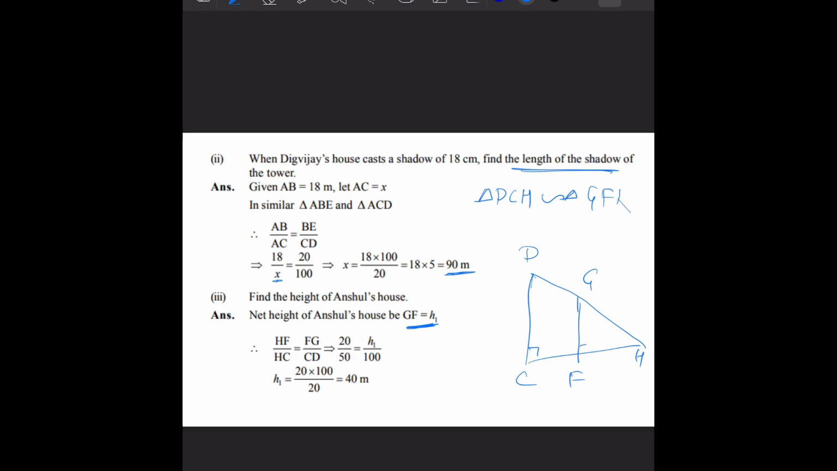Similarly, this is 90, this is 90, this is a common angle. The sides are in proportion, that is FH upon CH equals FG upon DC. Put these values and you will get the height of Anshul's house by cross multiplying, 40 meter. Moving on to the next.